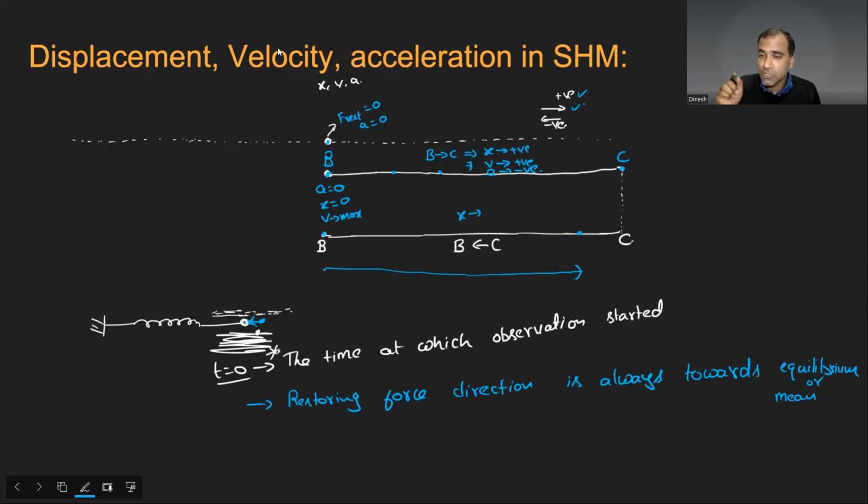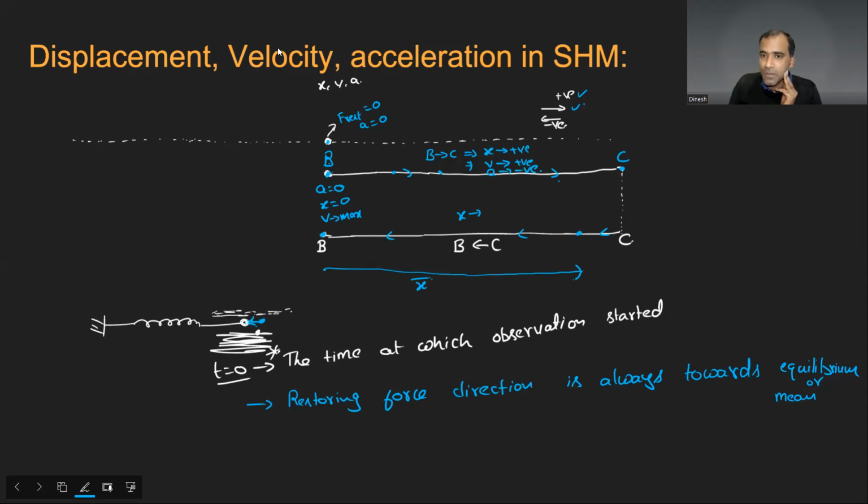The direction of displacement is always measured from the mean position. A vector needs two points: a starting position and an ending position. If you are analyzing at this point, as you travel from C to B, displacement is measured from the mean position. Originally it is here, and from here it has displaced to here. So this is the displacement vector. Is it positive or negative?